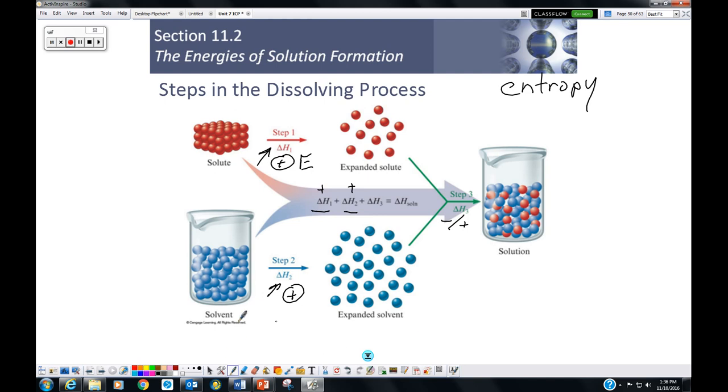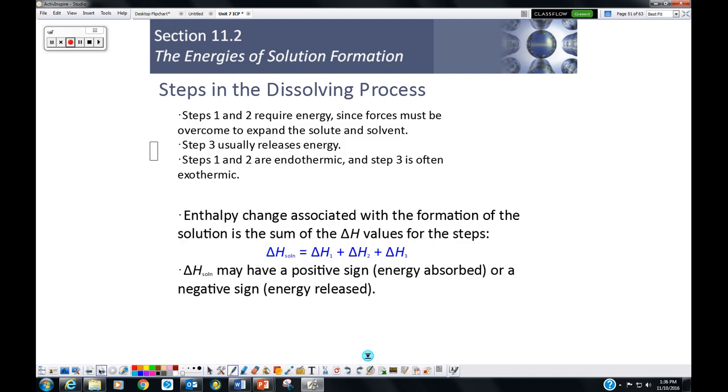So let me show you this in word form and explain the steps. When we're doing one of these calculations, steps 1 and 2 require energy, since forces must be overcome to expand the solute and solvent. Remember, we have to expand the molecules. We have to either break the ionic bond apart or overcome the intermolecular forces between the solvent. The next step usually releases energy, but it could be a release of energy, and it could be an absorption of energy. It just depends.